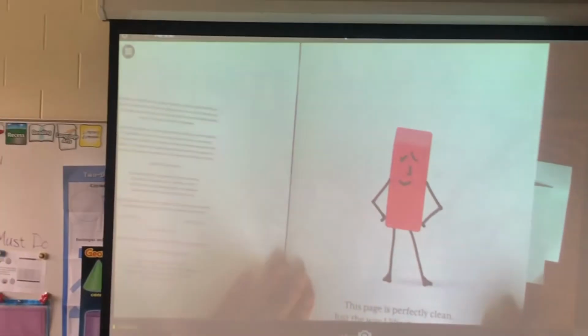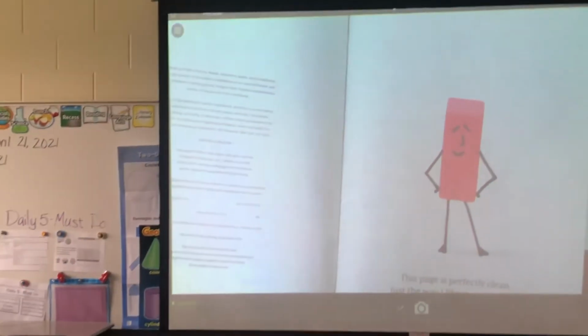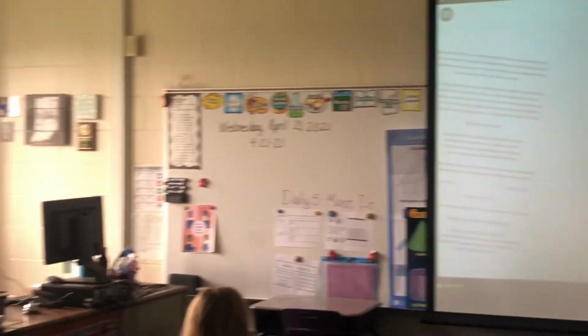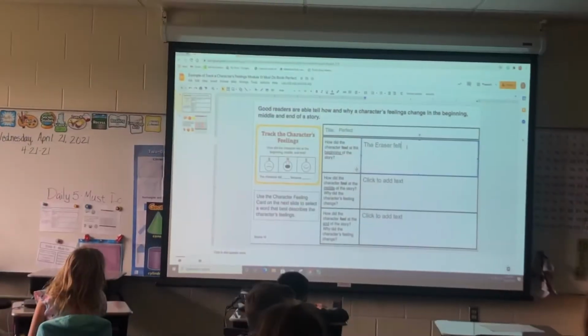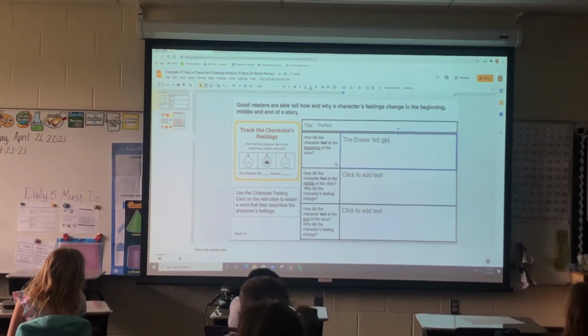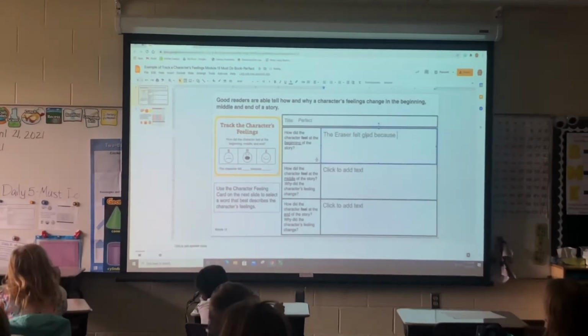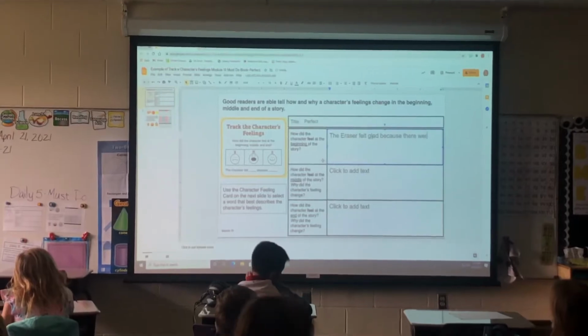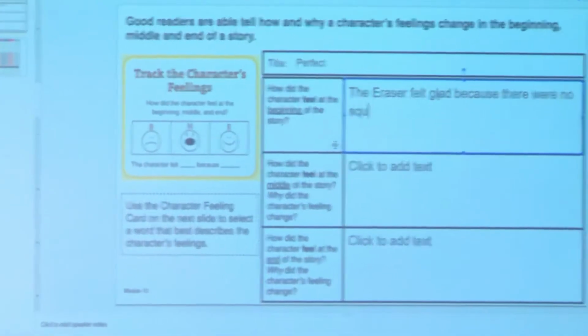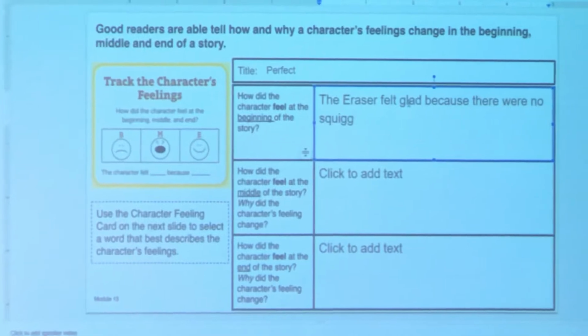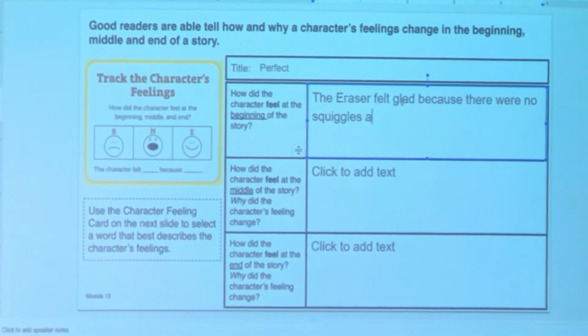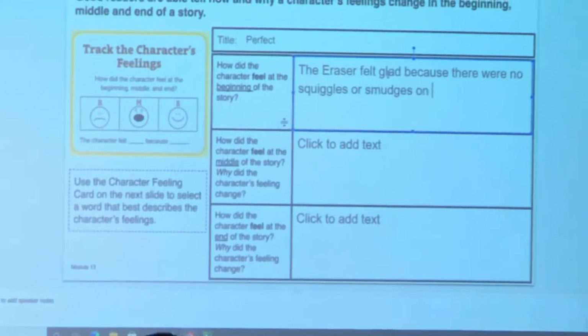All right. This page is perfectly clean, just the way I like it, and just the way it's going to stay. Squiggle, be gone. And smudges. And you too. The character felt glad because there were no squiggles. And if I don't know how to spell squiggles, can I look back in the book? Or smudges on the page.